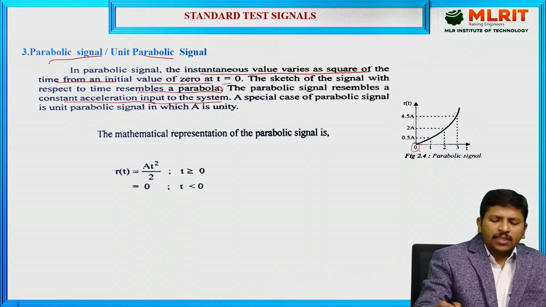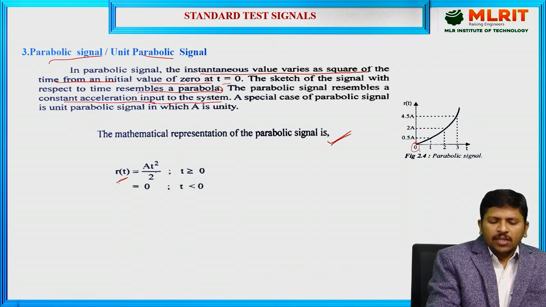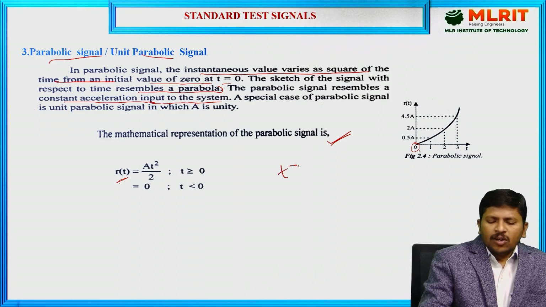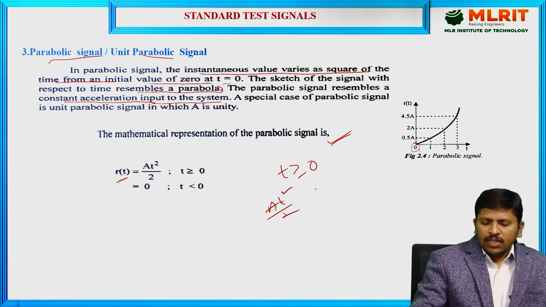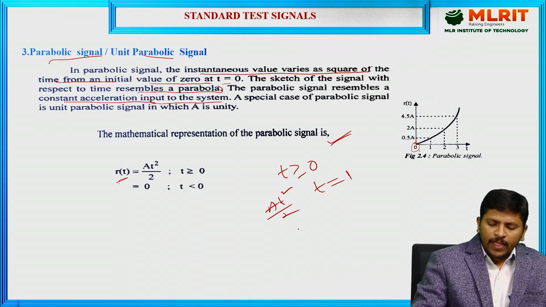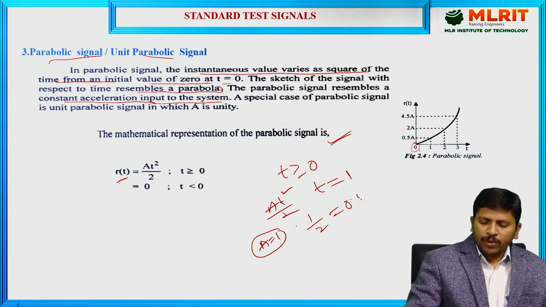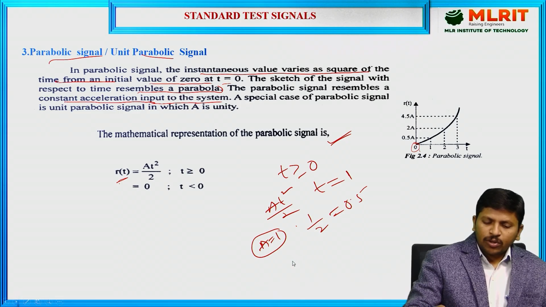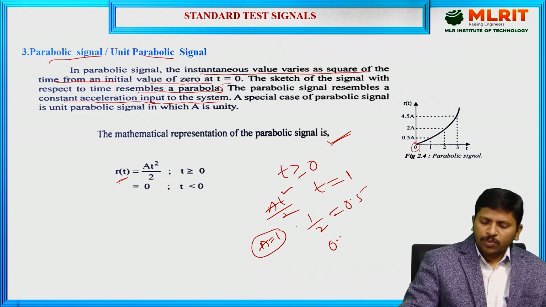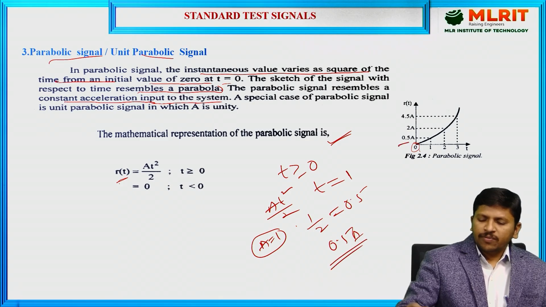Coming to the mathematical representation of the parabolic signal, r of t, the input signal, when t is greater than or equal to 0, is a t square by 2. For example, I am going to substitute t equals to 1 and a equals to 1, unity. So 1 divided by 2 equals to 0.5, or directly we consider 0.5a only.